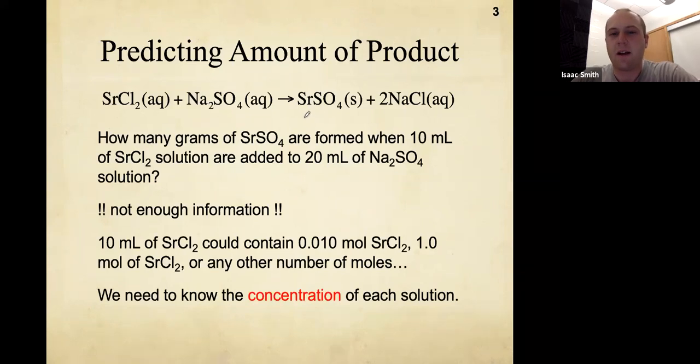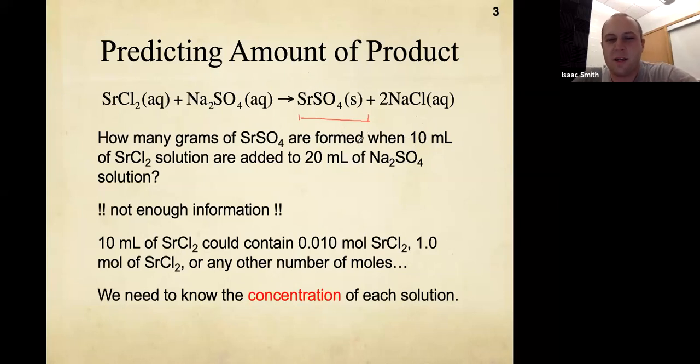Like how many grams of product are formed. And this one's asking how many grams of strontium sulfate is formed, right? But in order to do that, we usually start with grams of product. We can start with volume of product if it's a liquid, but we would need the density. And a pure liquid is different than a solution, right? A solution consists of more than one compound.